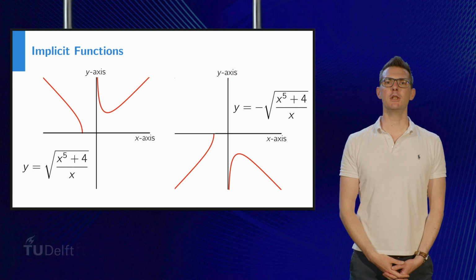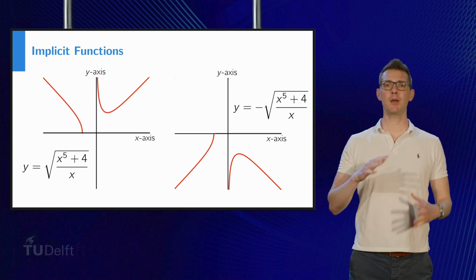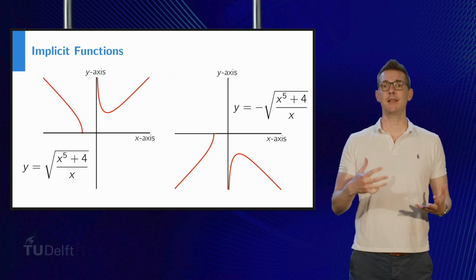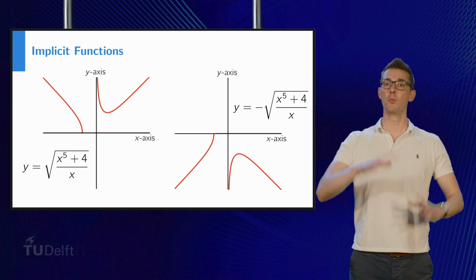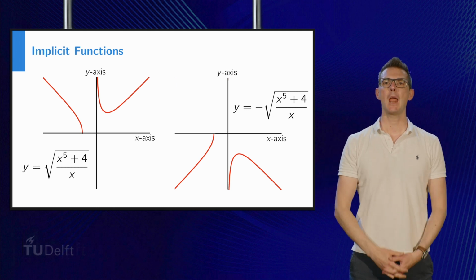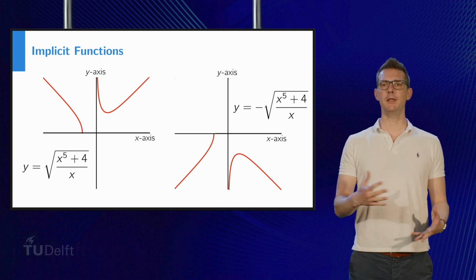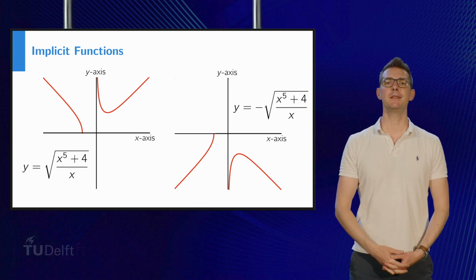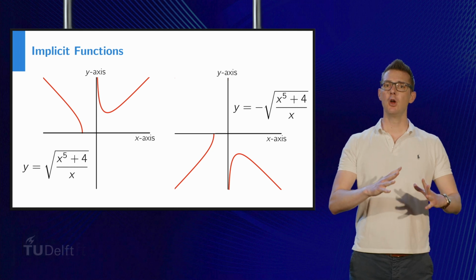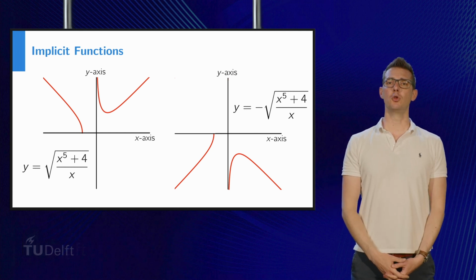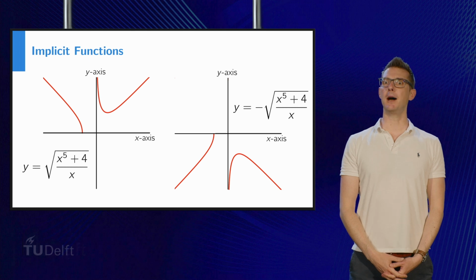Even though this figure is not a graph of a function, we can separate it into two parts that actually are graphs of functions, the upper part and the lower part. We can even find the functions that describe these two parts by solving the equation. We find that y is either equal to the positive root or the negative root of x to the power 5 plus 4 divided by x.